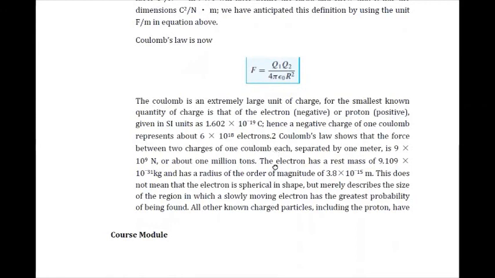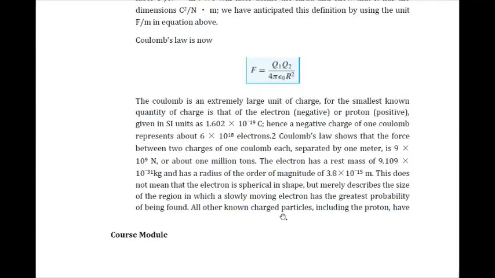Okay, ito rin yung kanina, naulit na lang din. Then yung electron, ang mass niya is 9.109 times 10 to negative 31 kilograms. Then ang radius naman niya, order of magnitude, constant, that is 3.8 times 10 to negative 15 meter. Okay? But this does not mean that the electron is spherical in shape, but merely describes the size of the region in which a slowly moving electron has the greatest probability of being found, and other known charged particles. Okay, that is including the proton.